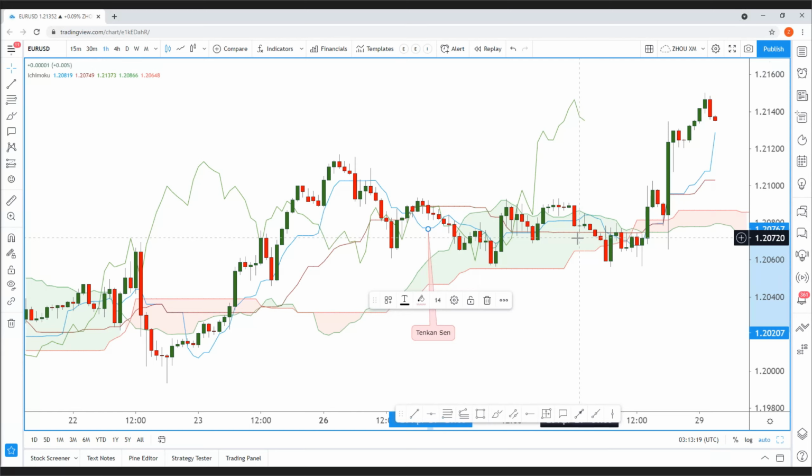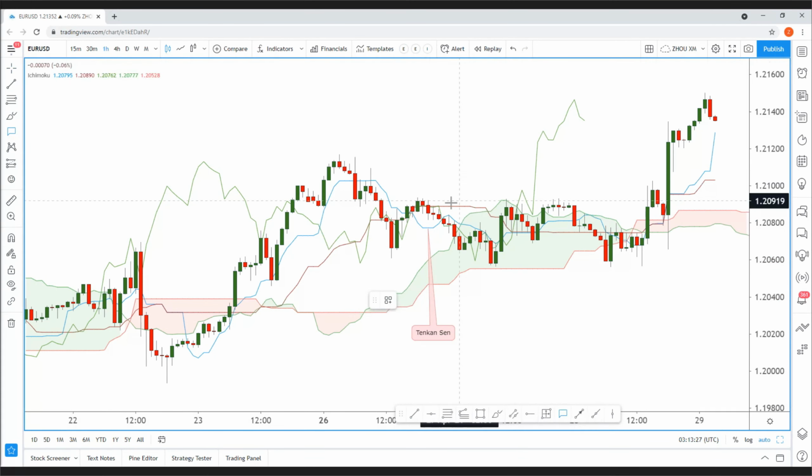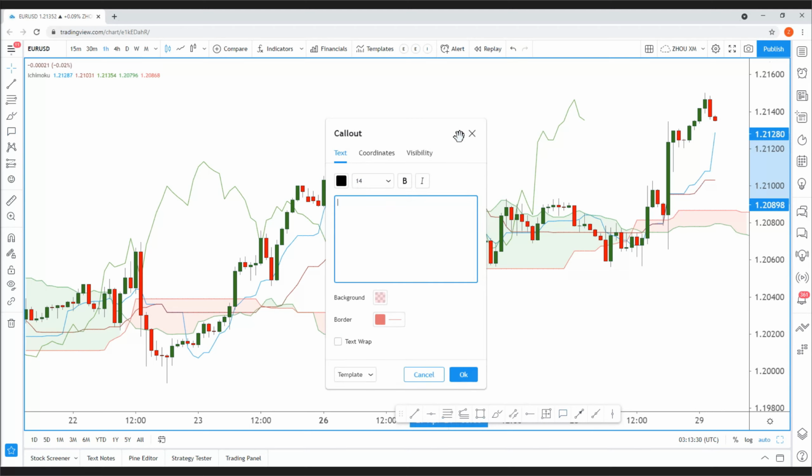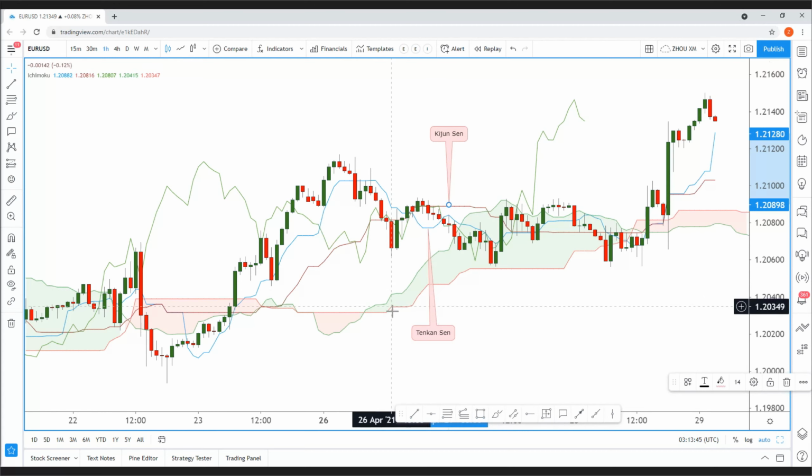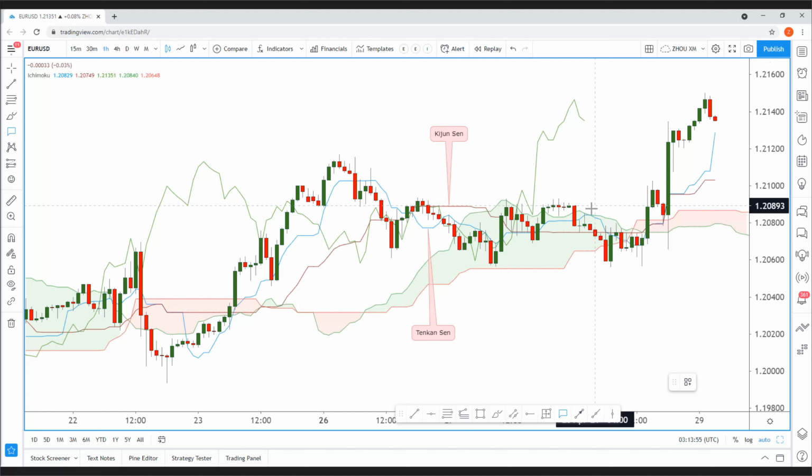And then we have the Kijun-sen. The Kijun-sen is basically this red line here. The red line is called the Kijun-sen. Let me just label it once again. So this is the Kijun-sen. And then we've got the Senko span A. The Senko span A is the green line. You see this green area here, and this red line and this green line that is engulfing the plot. I will label the green line as our Senko span A.